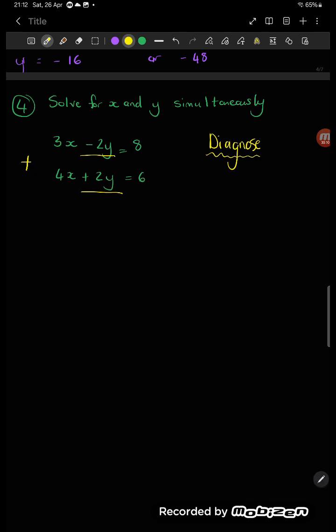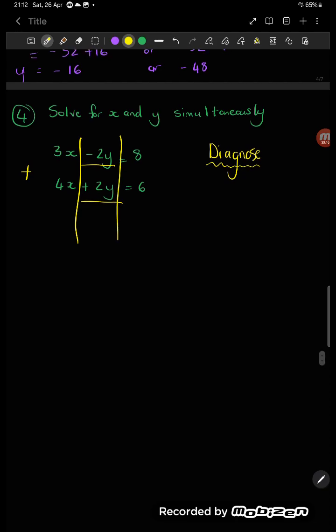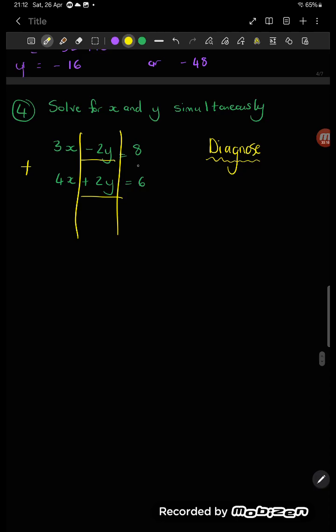If I add these two equations line by line, we're adding columns, okay? If I add these two equations, so this plus this, this plus this, this plus this. Please don't make errors in your tests. But this plus this, this plus this, this plus this gives me an answer.